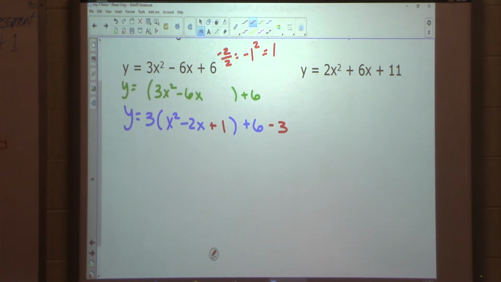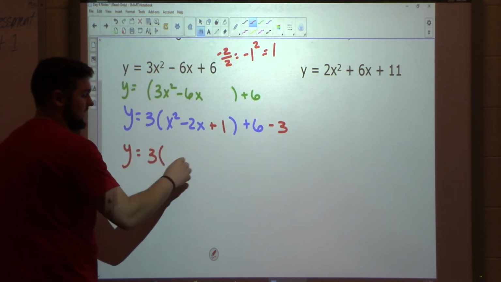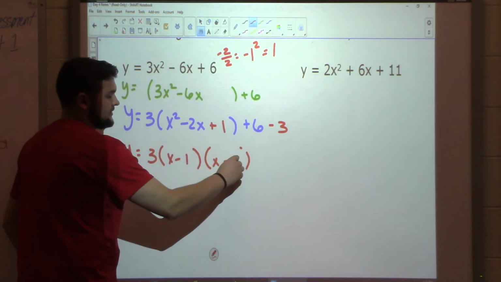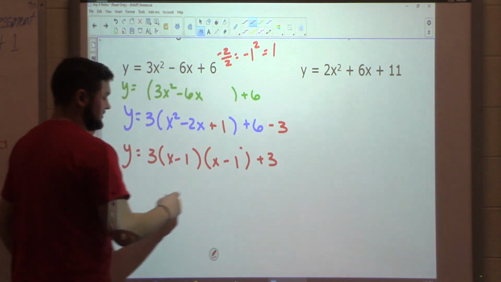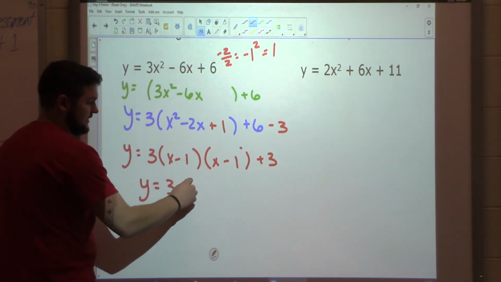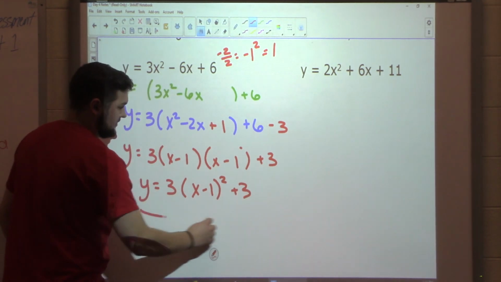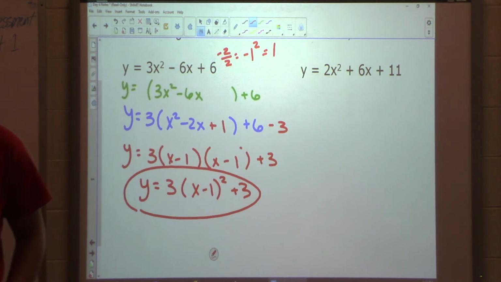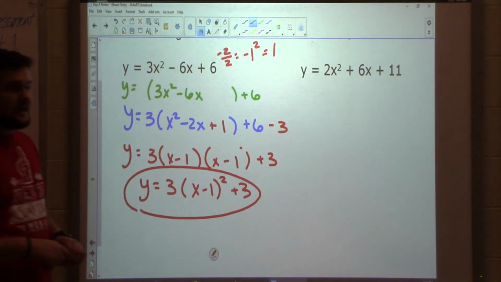Okay. And then, it's just like yesterday, y equals 3 times x minus 1, x minus 1. Remember, it should factor to the same thing. Plus 3. So it becomes y equals 3 times x minus 1 squared plus 3. And that's in vertex form then. Okay, does that make sense? Alright, we have a couple more to do, I think. We're going to do the next one together.